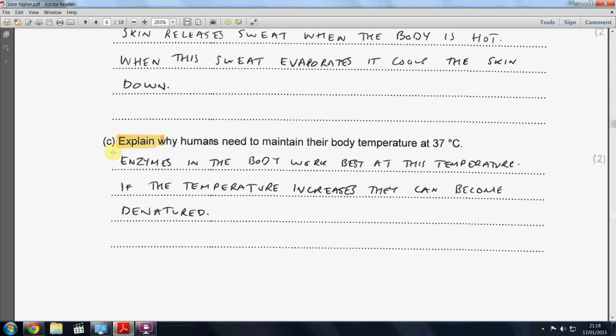Okay, part C then, and this is one that quite a few students didn't know the answer to. Explain why humans need to maintain their body temperature at 37 degrees. That's because the chemical reactions, particularly the enzymes that help those chemical reactions in the body, work best at 37 degrees. If the temperature increases, then they can become denatured, and if you don't know what that means, it effectively means the enzymes don't work anymore. 2 marks for that one.